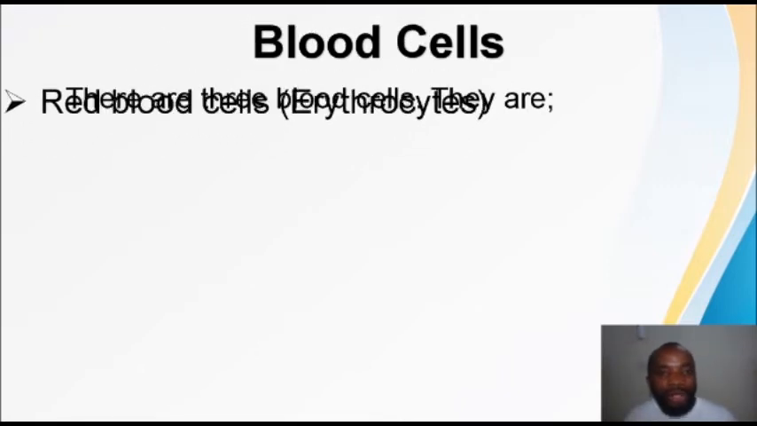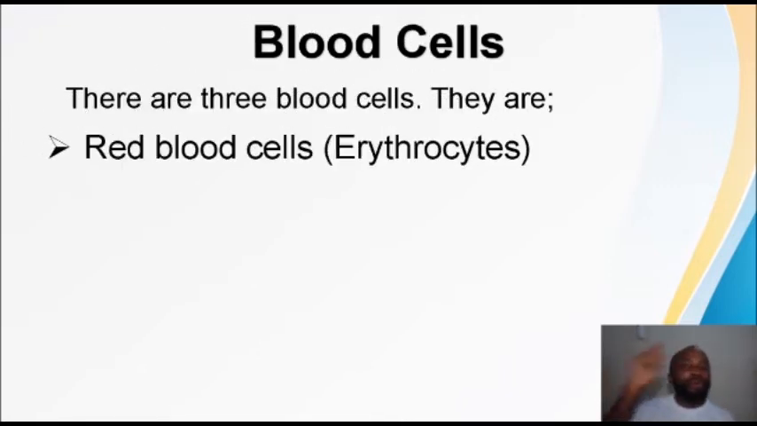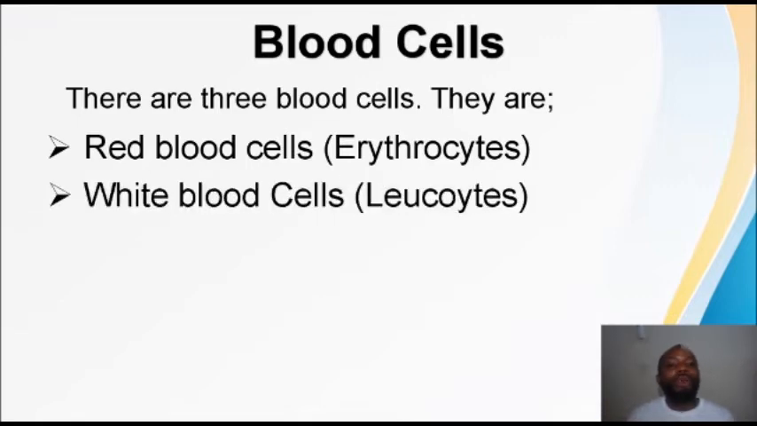Now the first one is what we call the red blood cells. Another name for it is erythrocyte. That is the first one. The second one will be what? The white blood cells, or what we call leukocytes.